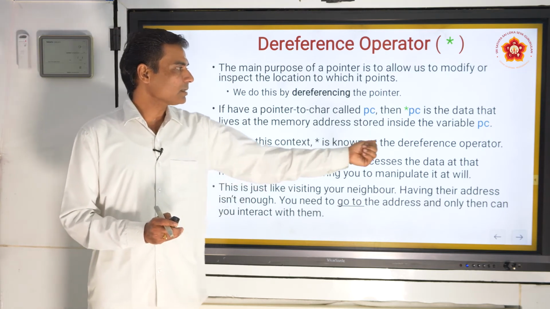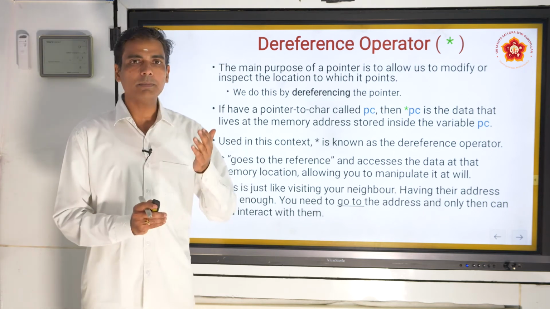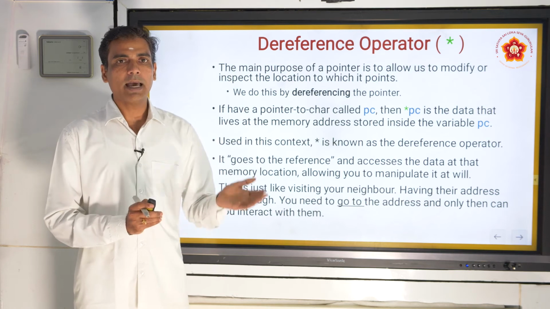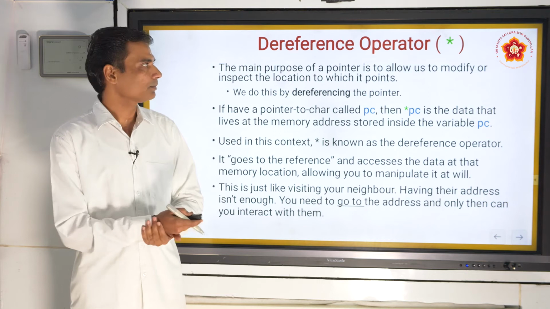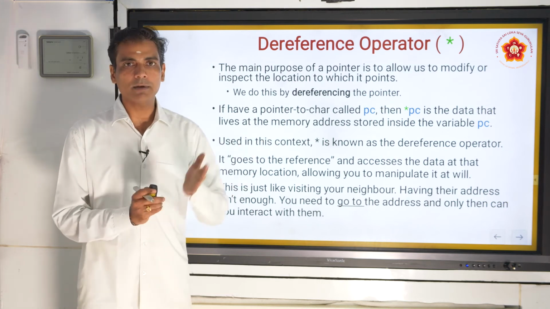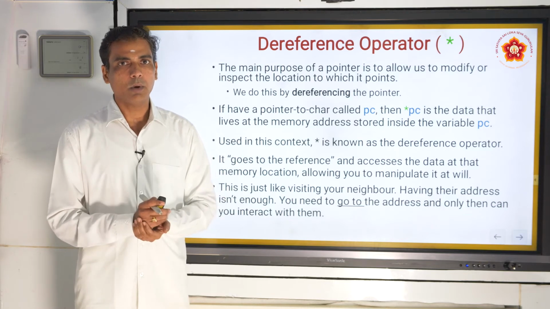So star is known as the dereference operator. It goes to that particular memory location and accesses the content stored at that memory location. So star is used to dereference the address, as well as it is used while declaring the pointer variable.